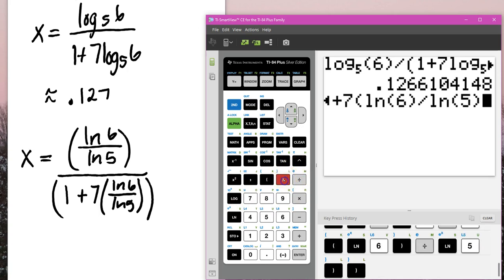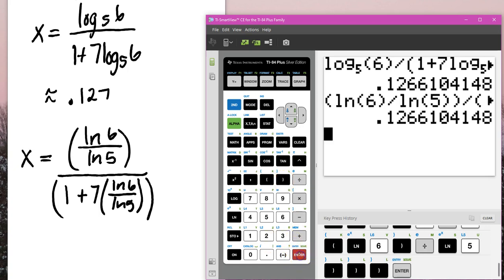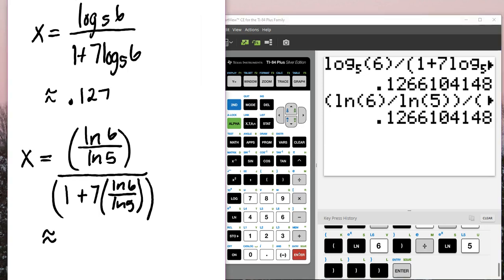Now I'm closing parentheses for the log part, closing parentheses for the denominator part, and hit enter, and you can see we get the same approximation, 0.127.